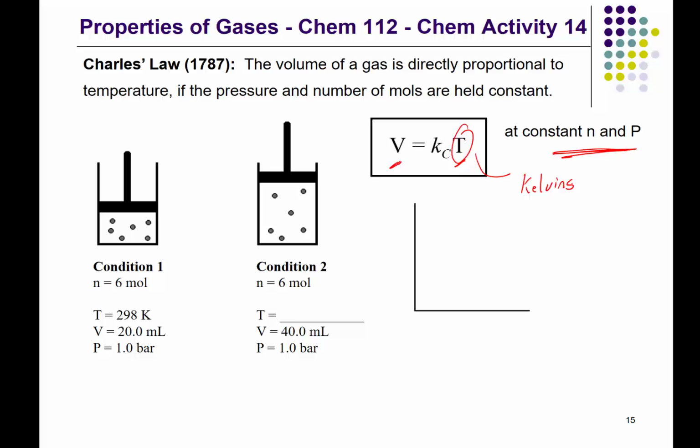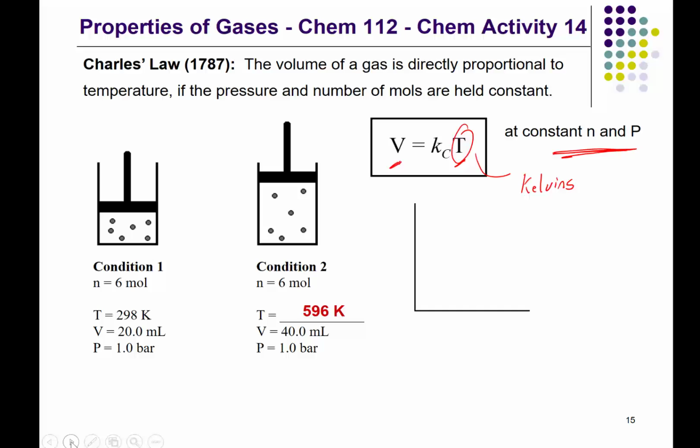This directly proportional relationship does not apply if the temperature is in degrees Celsius. So if we take a look at our condition 1 versus condition 2, we have the same amount, 6 moles. We have the same pressure, 1 bar. What we're going to do is see what temperature is required to change the volume from 20 mL to 40 mL. And as you might imagine, if the volume is doubling, then the temperature indeed will double. But note that this is not a doubling in Celsius, but rather in Kelvin. So therefore, the new temperature needs to be 596 Kelvin.